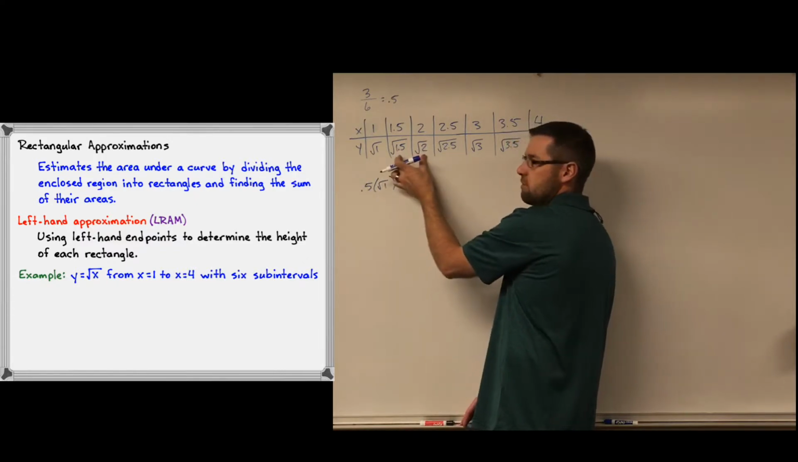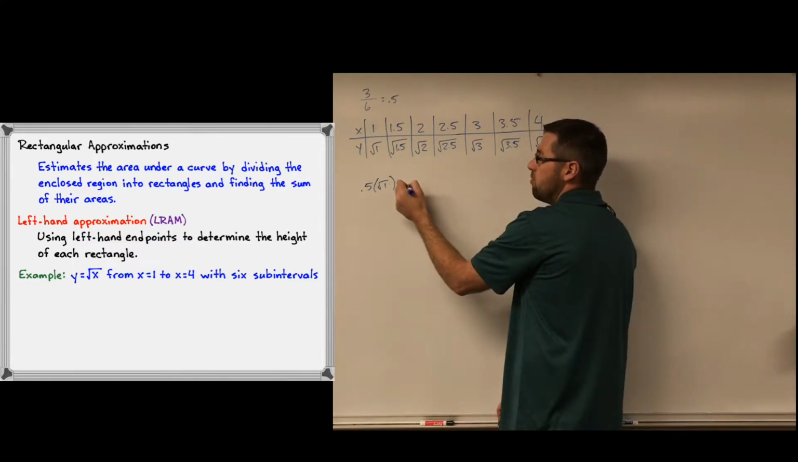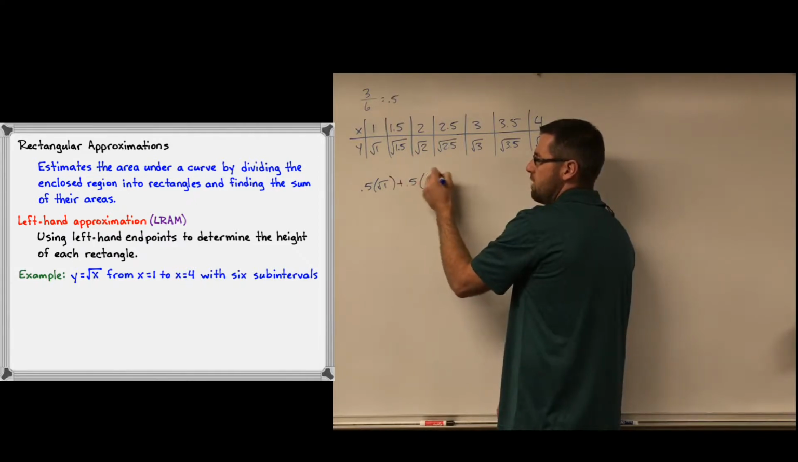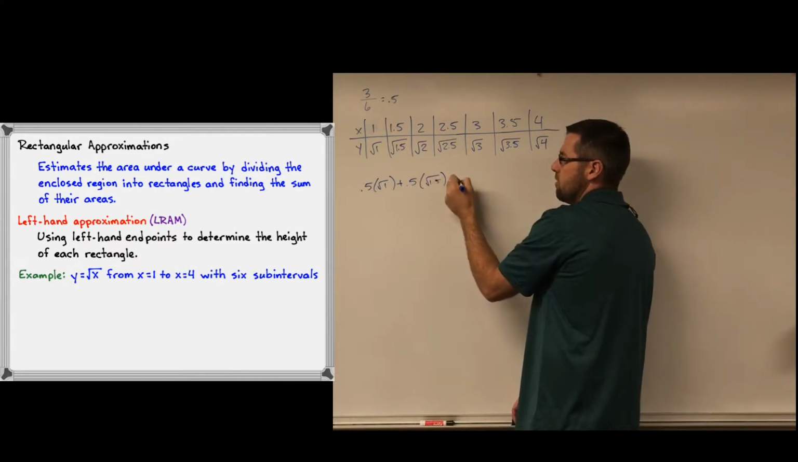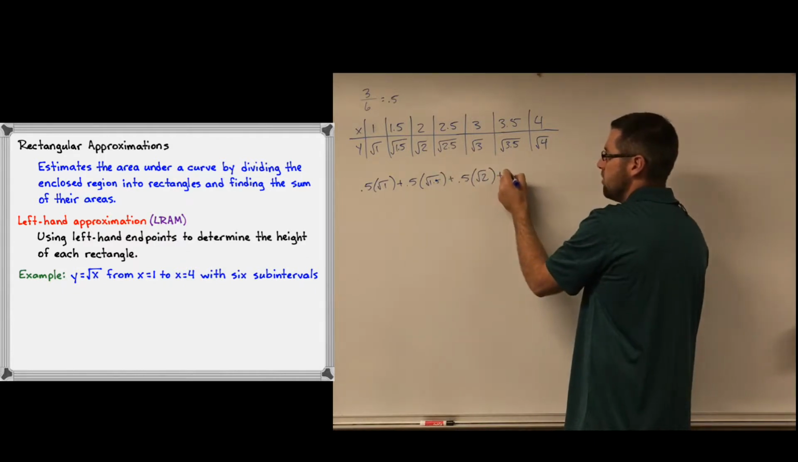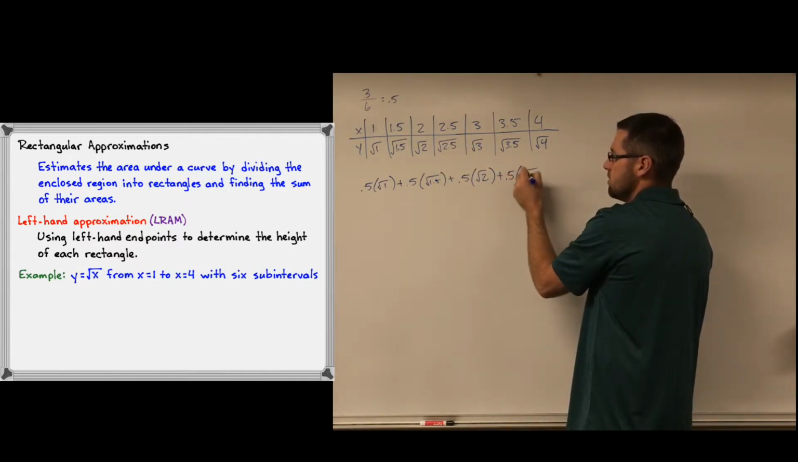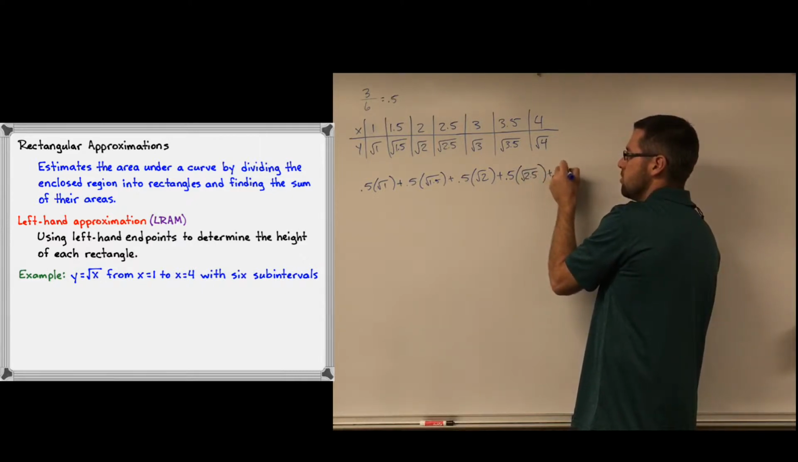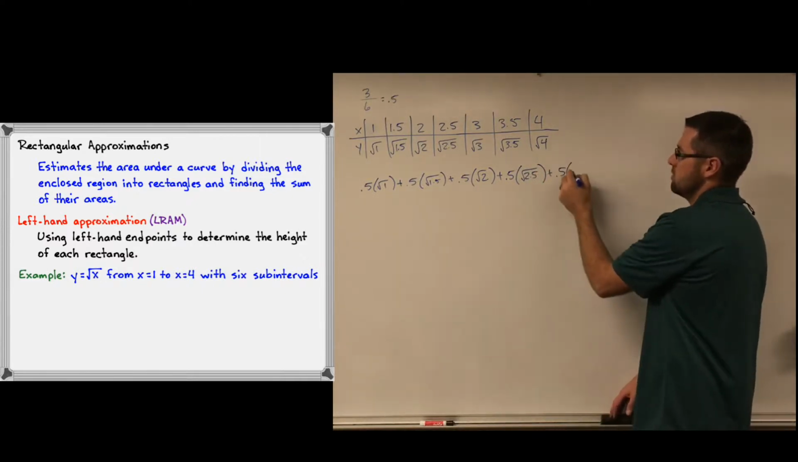Plus, how wide's the second one? 0.5 times rad 1.5. Plus 0.5 times rad 2. Plus 0.5 times rad 2.5. Plus 0.5 times rad 3. Becomes very repetitive, right?